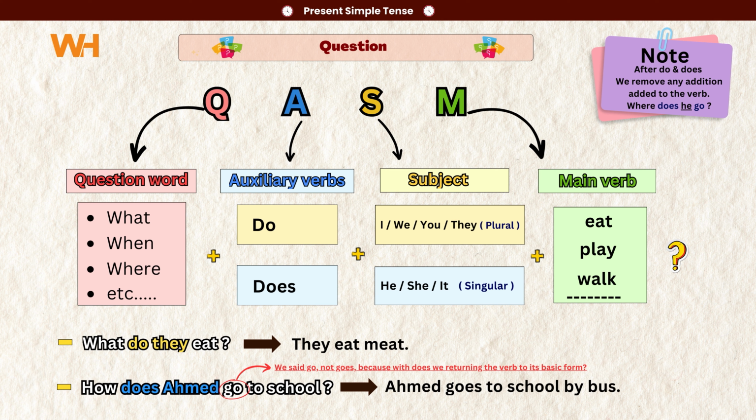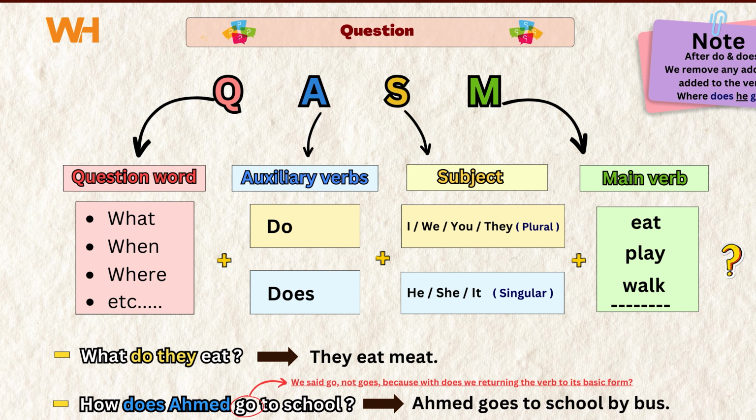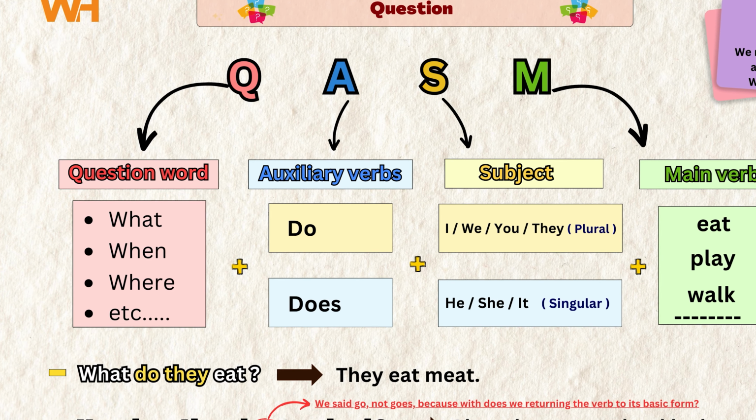Let's work now on how to make a question in the present simple tense. To make any question, we need to know 4 letters. Those letters are QASM: question word, auxiliary verbs or helping verbs, subject, and main verb. That is the order we will use every time to make a question. The thing that changes in every tense is the A. For the present simple, we use the verb to do: do and does.